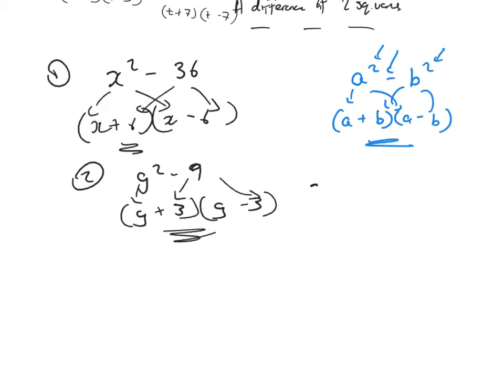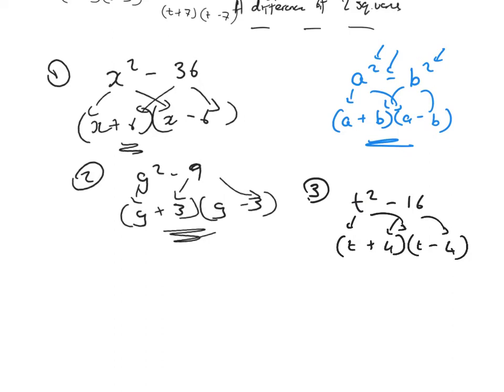So let's try a third example. Okay, t squared minus 16. Okay, so we get a bracket with a plus and a bracket with a minus. The square root of t squared is t. The square root of 16 is 4. Okay, so let's just one more time check that worked.